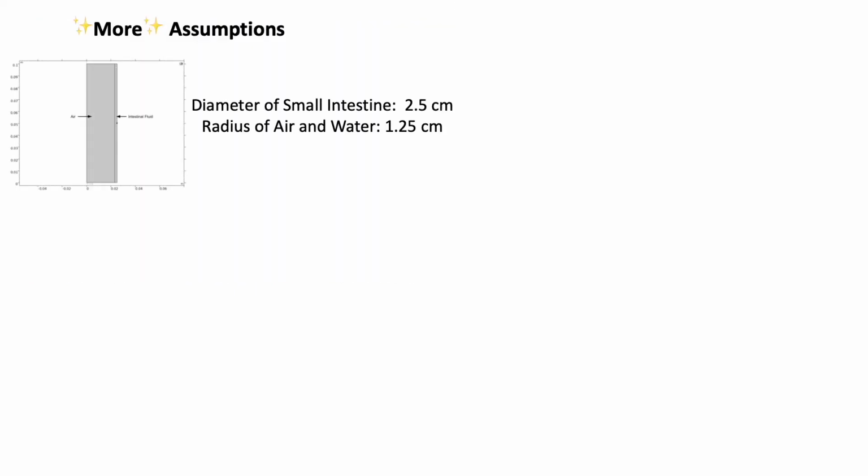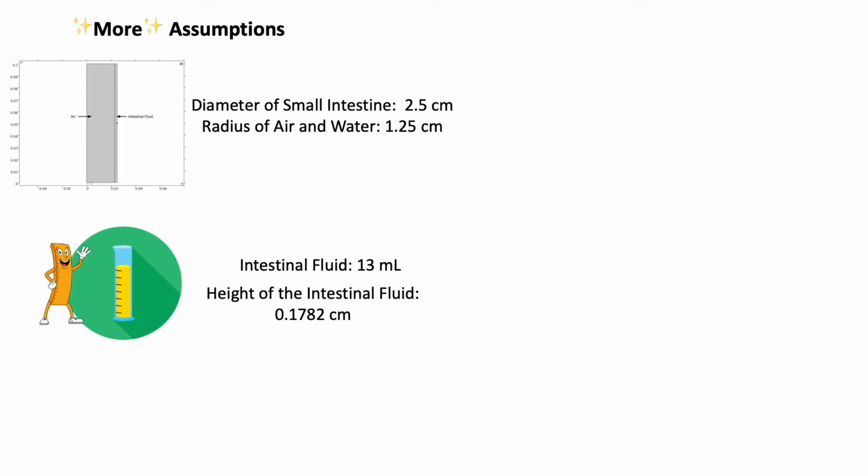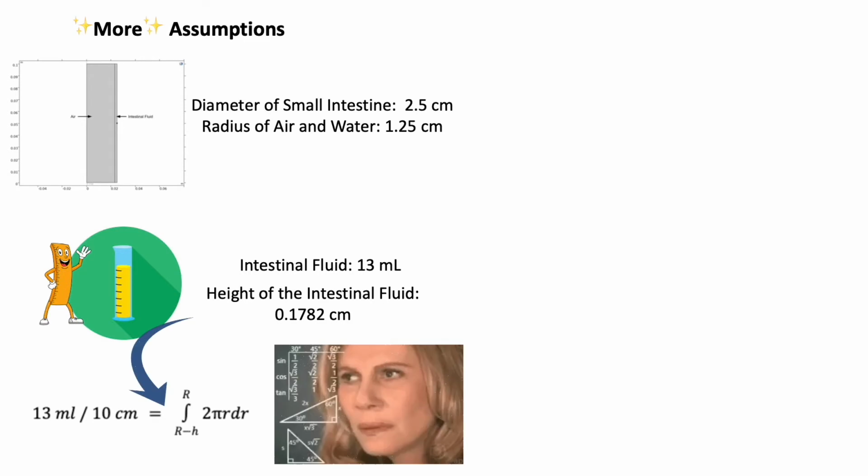As the diameter of the small intestine is approximately 2.5 centimeters, the combined radius of the air and water modeled is 1.25 centimeters. According to a similar study, taking our 10 centimeter system as one intestinal compartment, it would contain around 13 milliliters of fluid over the course of the dissolving medicine. From there, the height of the intestinal fluid can be determined with the following equation. This measurement was then used as the thickness of the intestinal fluid layer, and the remainder of the radius was modeled as air to account for the fact that the small intestine is not completely filled during digestion.